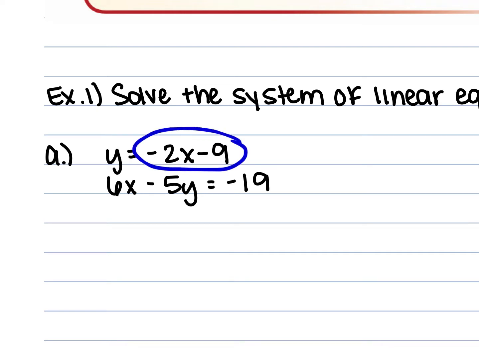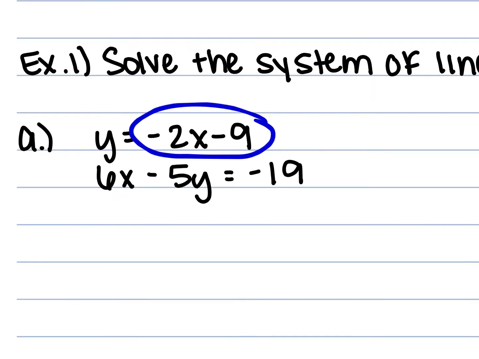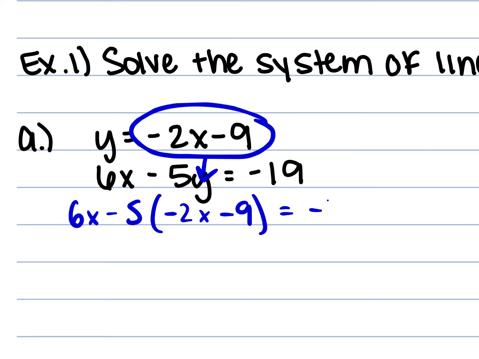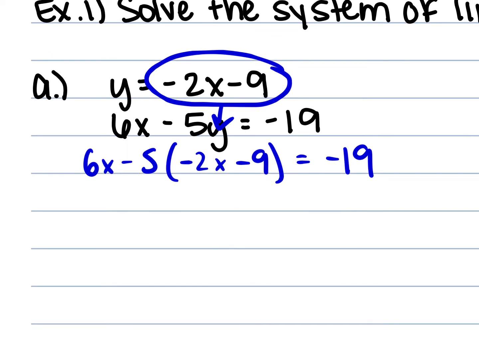So y equals this, so what I'm going to do is take that and substitute it into y in the other equation. I'm just taking the whole thing and plugging it into that y. So 6x minus 5, and now I'm taking negative 2x minus 9 and plugging that into y. So it's negative 2x minus 9 is equal to negative 19. Now in my new equation, I only have x's, so now I can just solve.